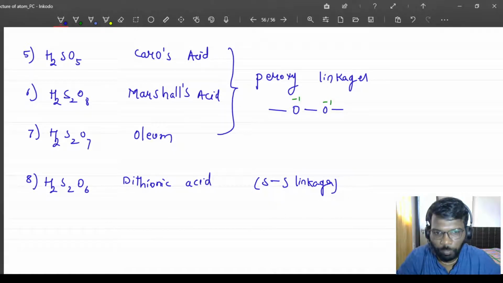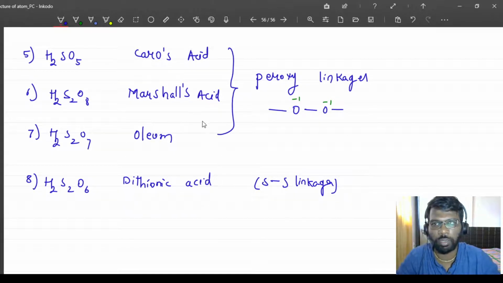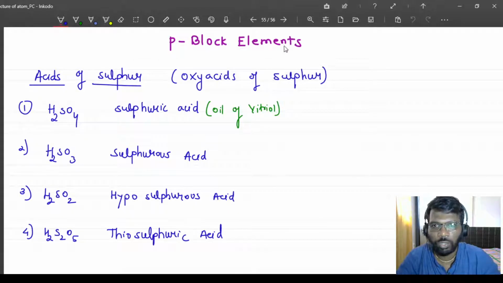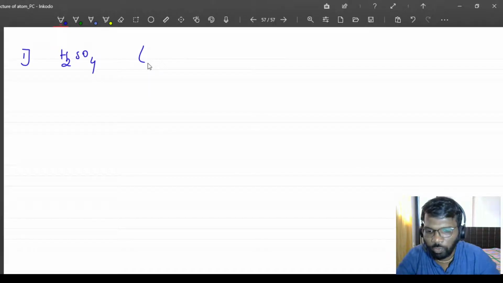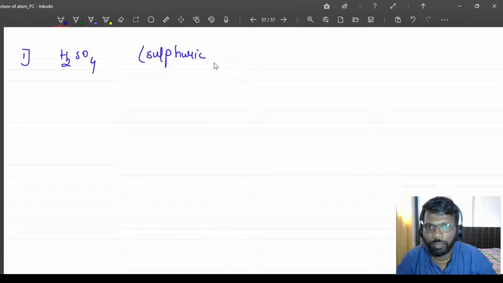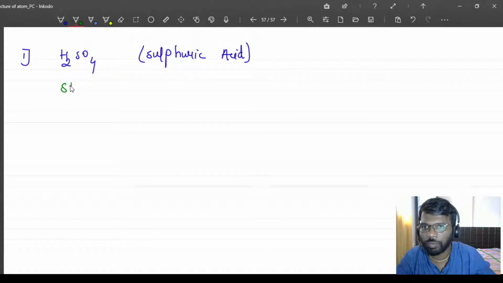Okay, so further we can go into the details of all the acids one by one. To start with, I will start with sulfuric acid. So first acid is H2SO4, and this is one of the oxyacids of sulfur, and the name is sulfuric acid. First, I will discuss the structure.